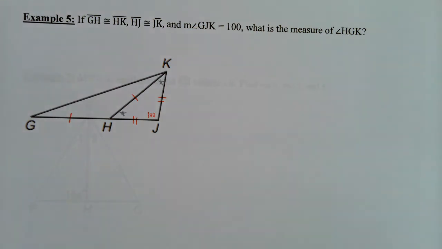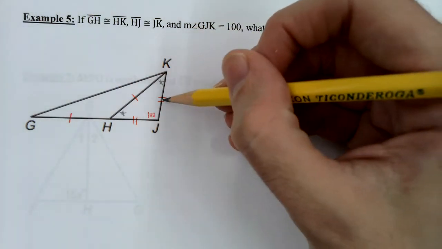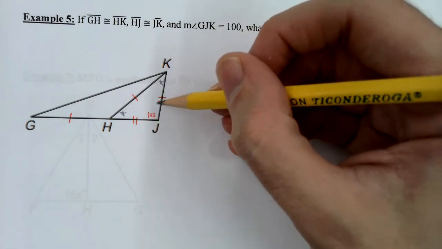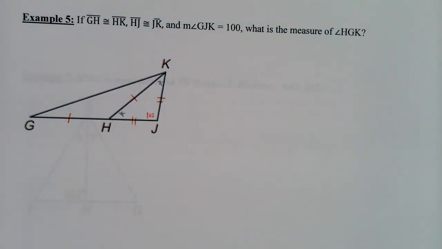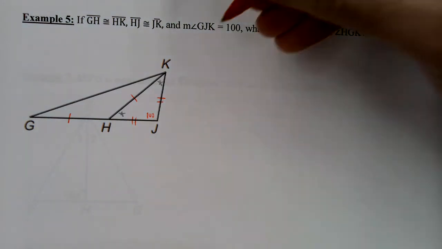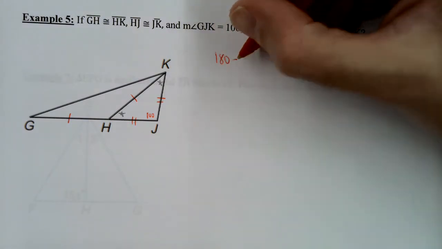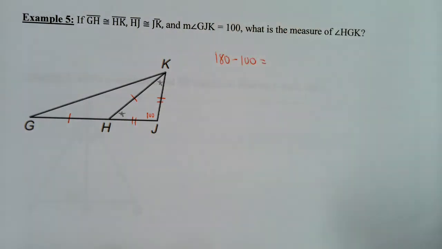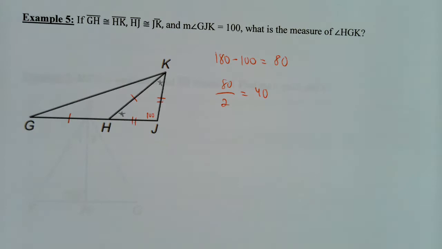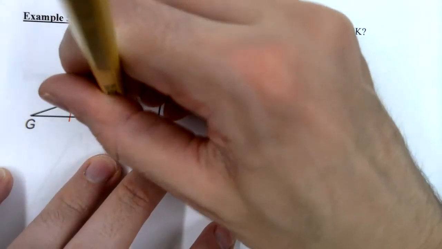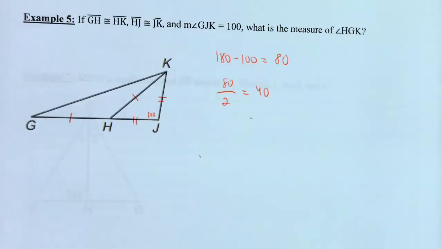Those two angles that I just labeled with the stars are congruent because this side, HJ, is congruent to this side, JK. Since these two sides are congruent, the angles opposite them are congruent. Now you might be able to figure them out in your head. If not, do 180 minus 100, that gives you 80, and 80 divided by 2 gives you 40. So each of those angles that I labeled with stars is 40. Let me label that now. 40, 40.